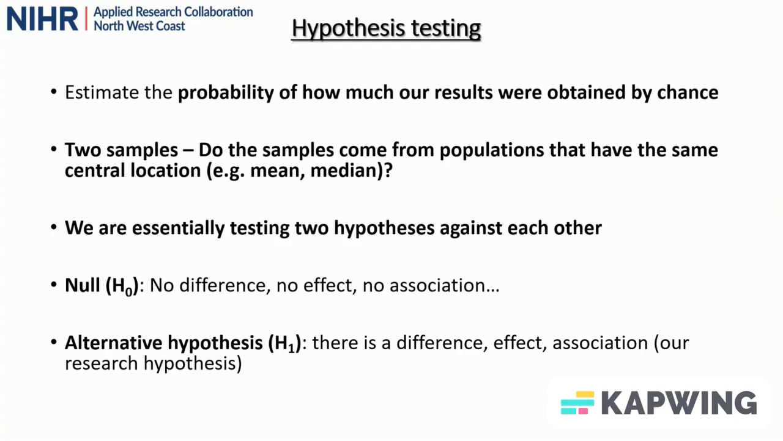We are dealing with a two-sample design. So we need to understand whether the samples come from populations that have the same central location. For example, the mean, the median, and so on. If you're not familiar with the concept of mean, median, or other descriptive statistics, please have a look at our video on descriptive stats, which is available on the ARC West Coast YouTube channel. With hypothesis testing, we are essentially testing two hypotheses against each other. One is the null hypothesis: there's no difference between the groups, or, for example, there is no effect or there isn't any association.